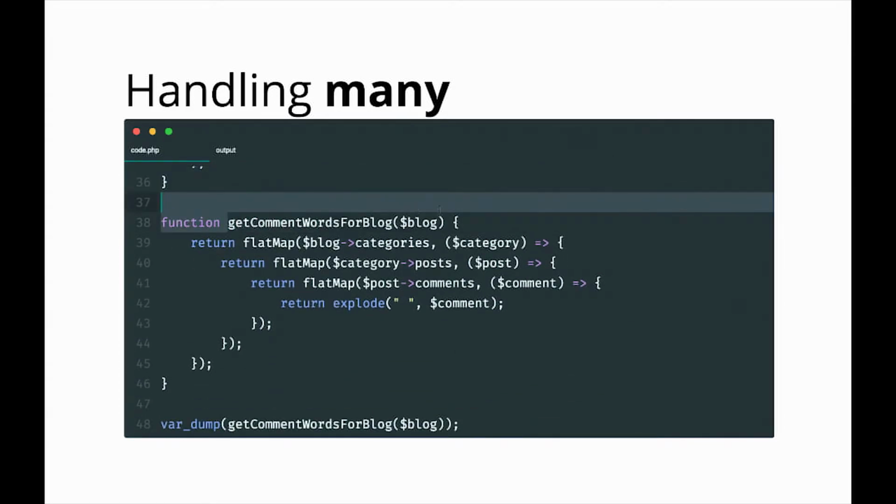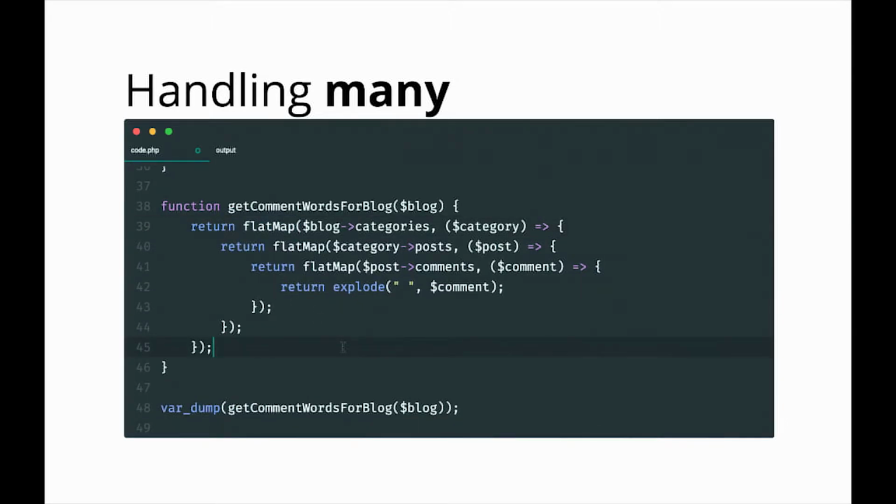OK, we could make our function to get comment words for a blog. We could loop over all the categories, and for each category, loop over all the posts, and for each post, loop over all the comments, and for each comment, split it by white space. And because we're using this magical flatmap method, what we get at the end will be an array of all the individual comment words combined.